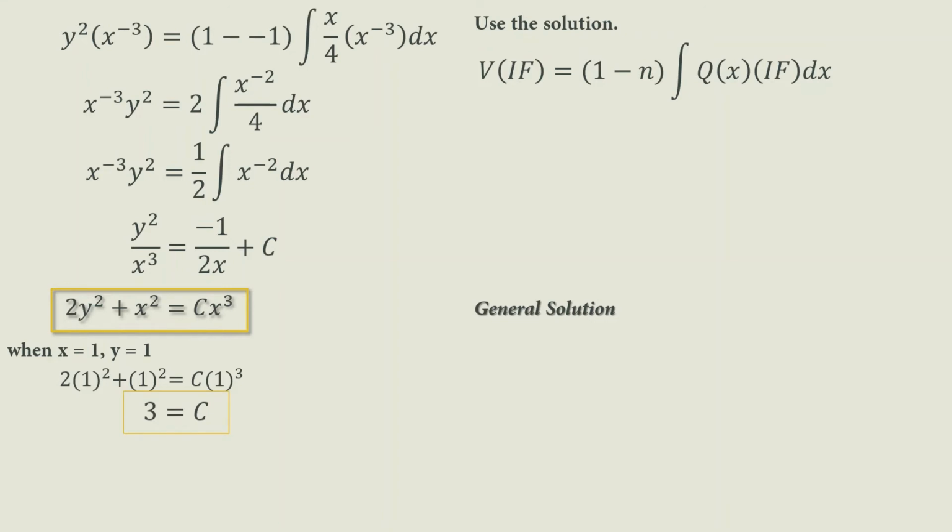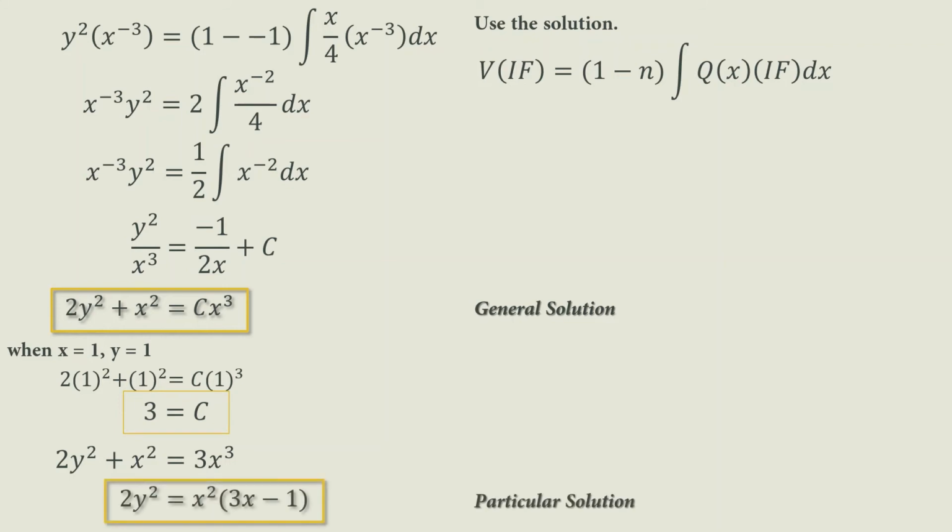Substituting the value of c to our general solution, that will be 2y squared plus x squared is equal to 3x cubed. And then factoring out x squared from the common terms, that will be equal to 2y squared is equal to x squared times the quantity of 3x minus 1, our particular solution.